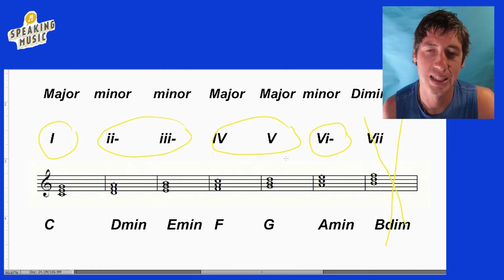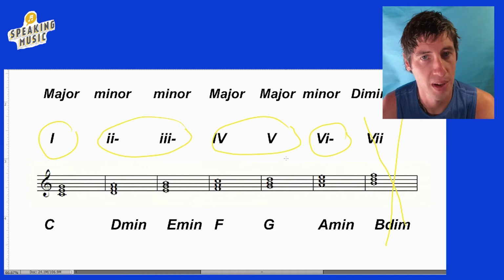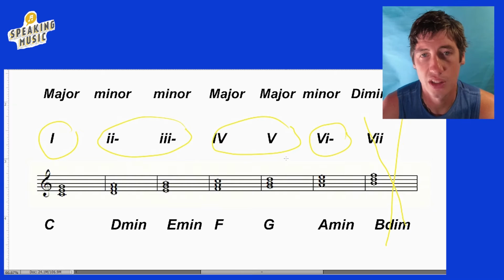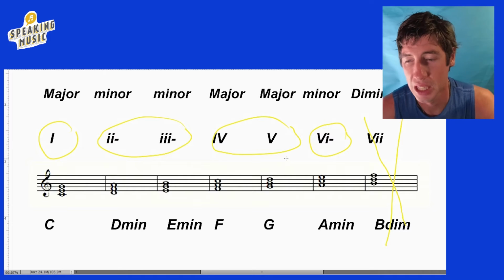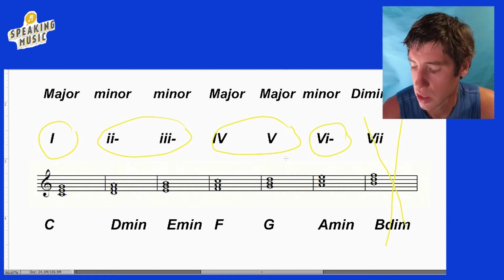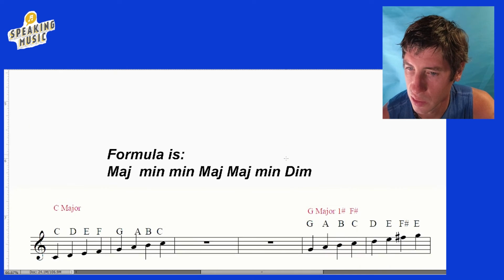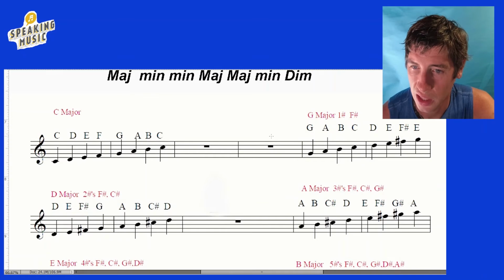So it's that perfect symmetry again. Major to begin, minor to end. 2 minors after the first one, and then 2 majors. So major, minor, minor, major, major, and minor. So let's look at what this would look like in any of these scales.